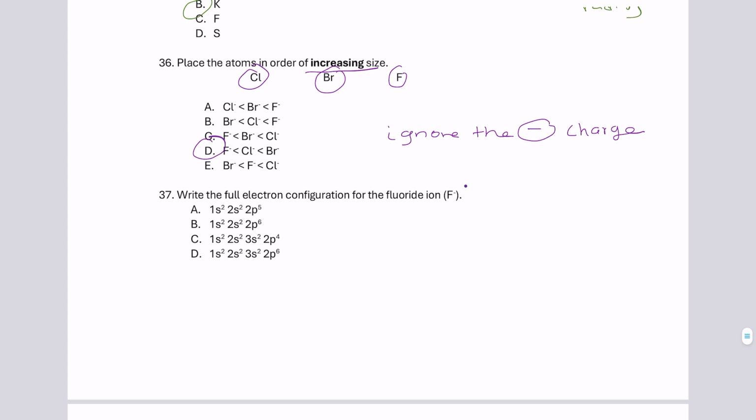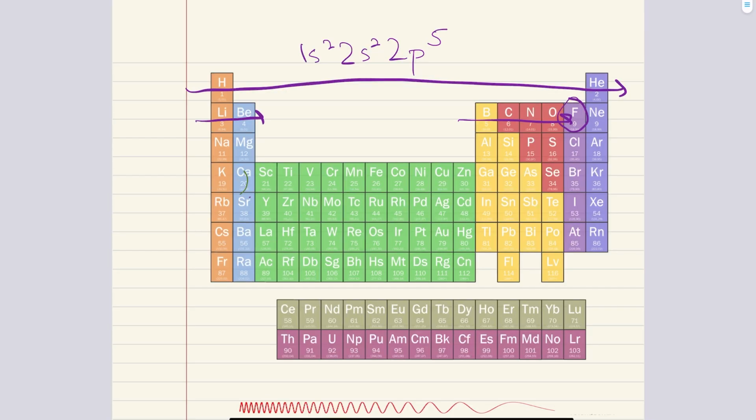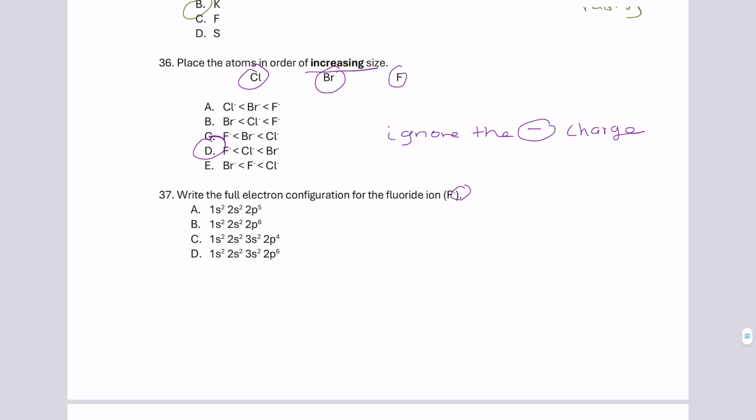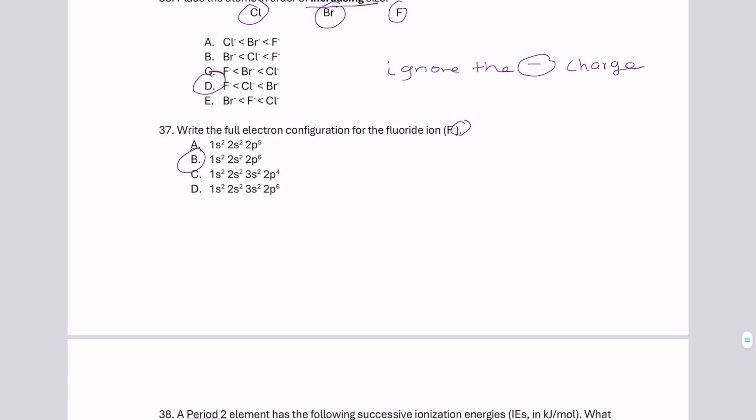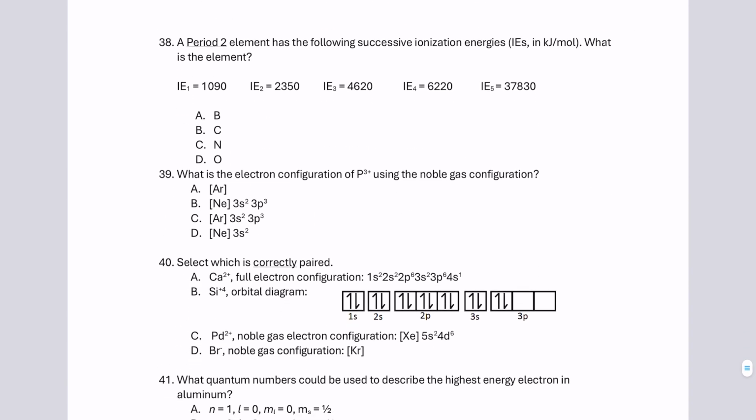So this is fluorine that has gained one electron. So if it's gained an electron, we need to add this extra electron to the electron configuration. It's going to be added to the 2p orbitals. And when that happens, then we have 2p6. So the electron configuration for fluoride ion is 1s2, 2s2, 2p6. So answer choice B.